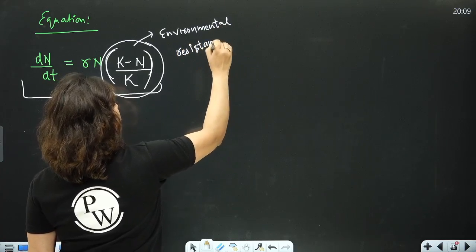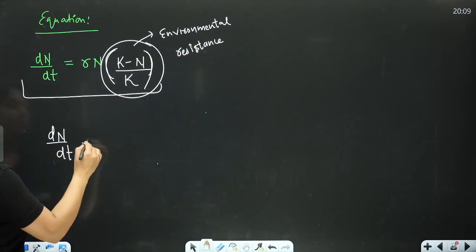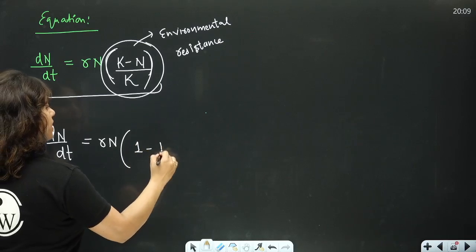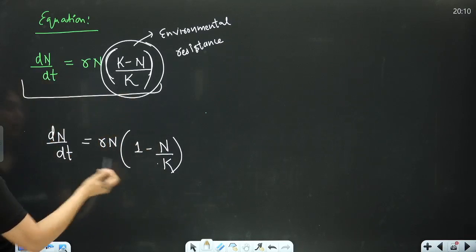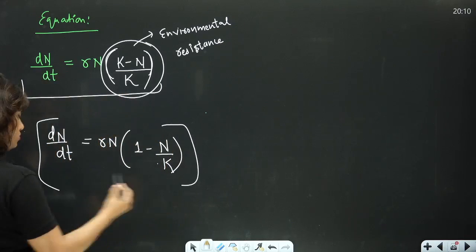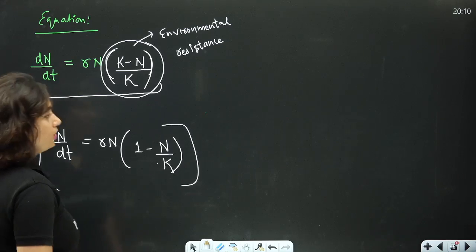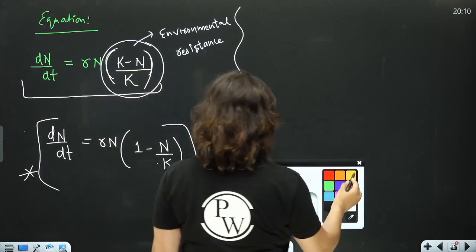And there is one more way I can write it: dN by dt is equal to rN(1 - N/K). If I take the LCM, then it can be written like this also. So if the equation comes in this form, then don't get confused. It's one and the same thing. Now let's discuss the curve.